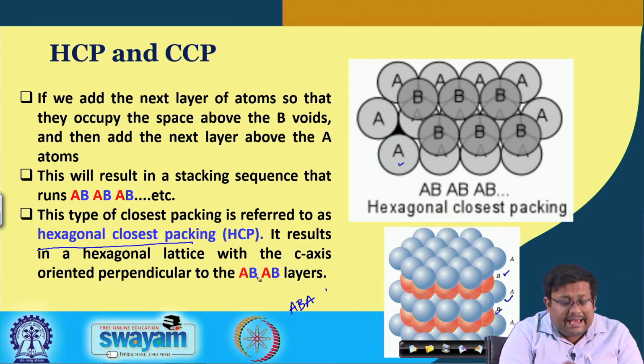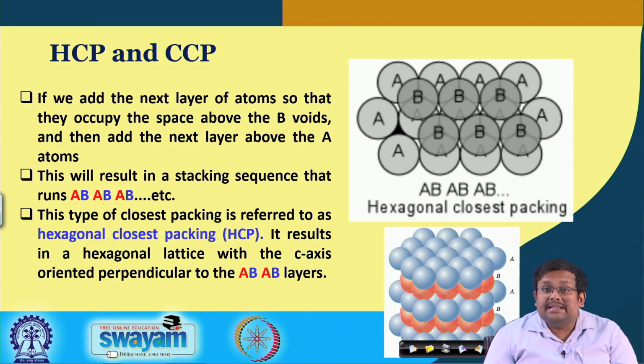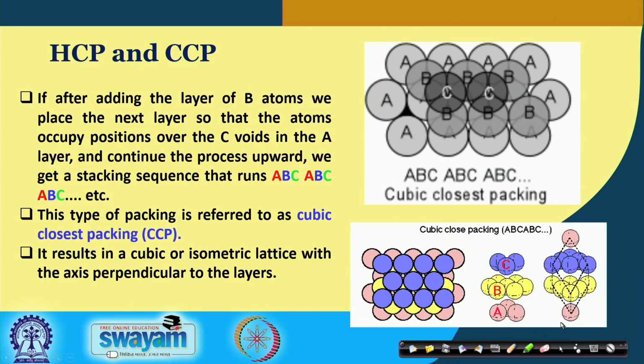It results in a hexagonal lattice with the C axis oriented perpendicular to the ABAB layers. So, this is one of the ways of producing this 12-fold coordination, that is hexagonal closest packing. Now, let us consider the second scenario.